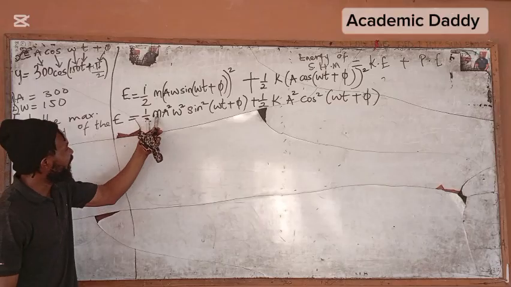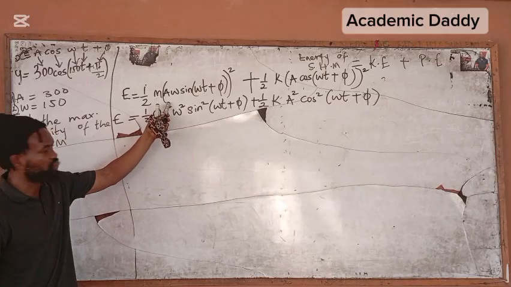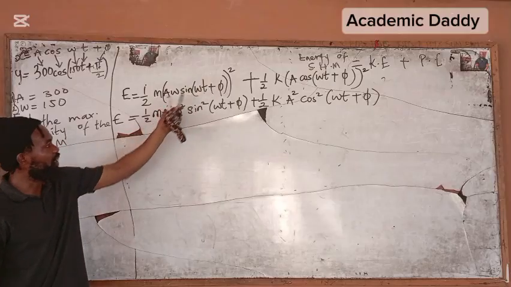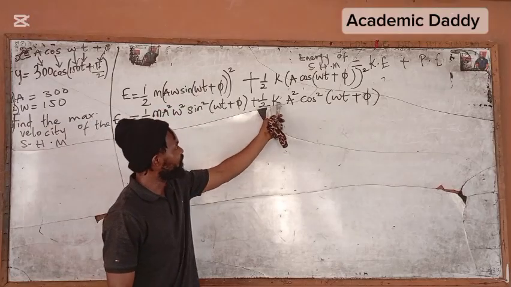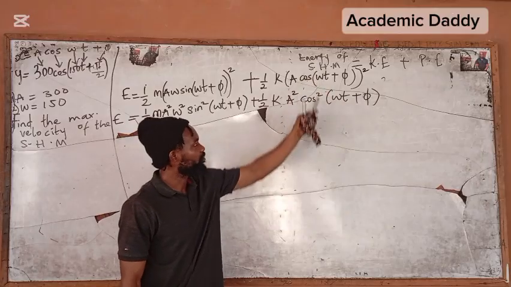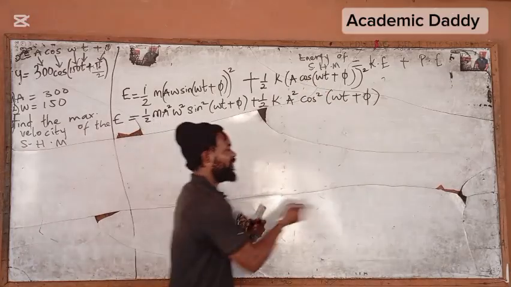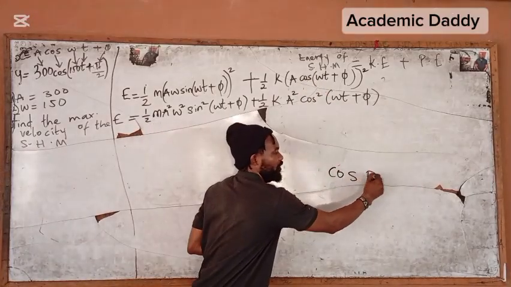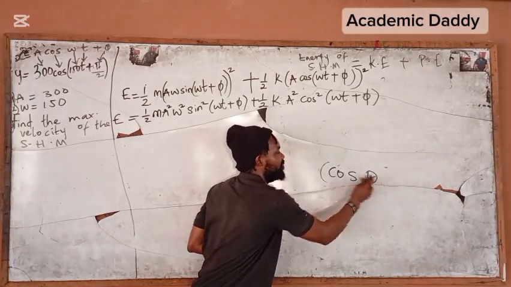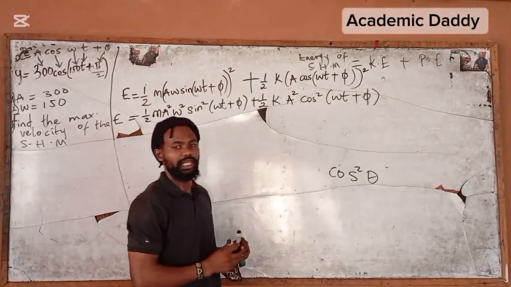I have half mA squared. Please check so that we see that there is no mistake. W squared, gotten from all these things. Then come here, we have half Ka squared. Because of this square, we have cos squared, then we now have WT plus. Because if I have, for example, cos theta, we don't write cos theta squared like this. How we write it is simply cos squared theta. That's what I've done here.